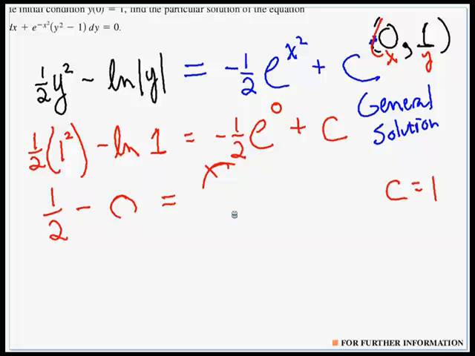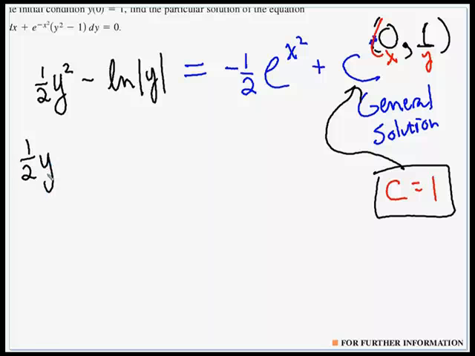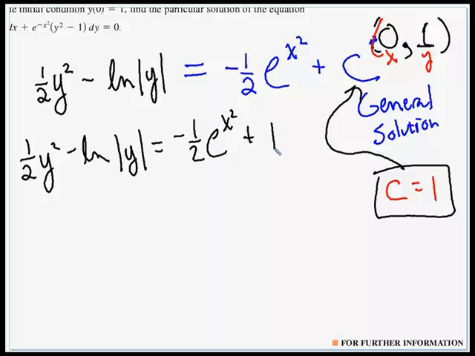So what do we do with that c? We plug that into the general solution to get the particular solution. So this c is 1 we just found is going right there. So our solution will be 1/2 y squared. Actually, let me move this up here. 1/2 y squared minus the ln of the absolute value of y, and that's equal to negative a half e to the x squared power plus 1. This would be our particular solution.